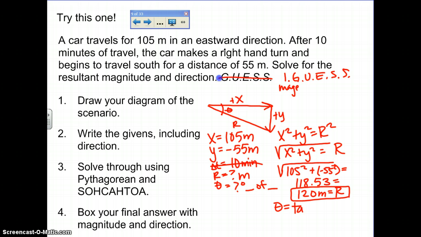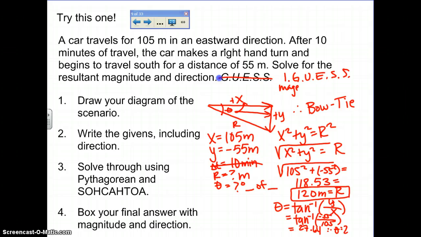Theta is going to be the inverse tan of opposite over adjacent. So looking at your picture here, opposite is y, adjacent is x. Therefore, this is a bow tie triangle that we are dealing with. So y over x, that is the inverse tan of negative 55 over 105. That is going to equal 27.64. Once again, make sure you're in degrees and not radians. So therefore, theta equals 28 degrees.